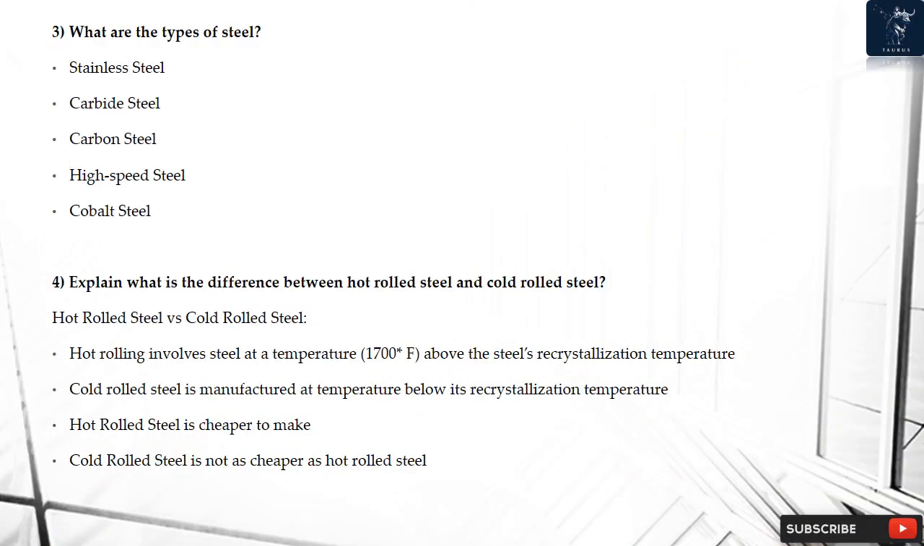3. What are the types of steel? Stainless steel, carbide steel, carbon steel, high-speed steel, cobalt steel.